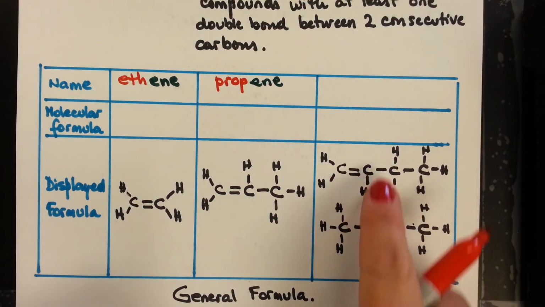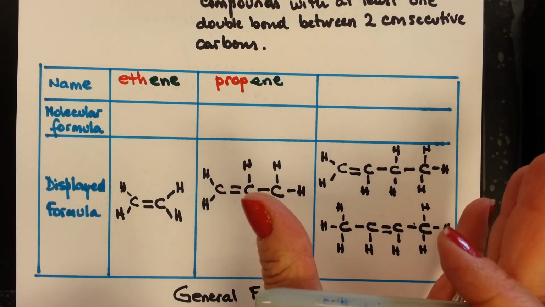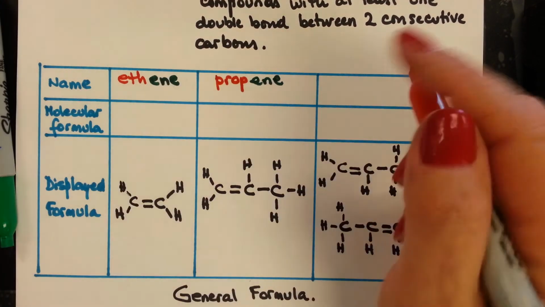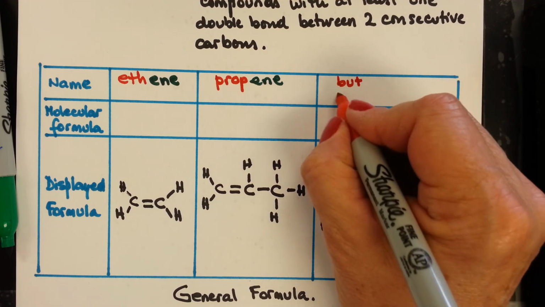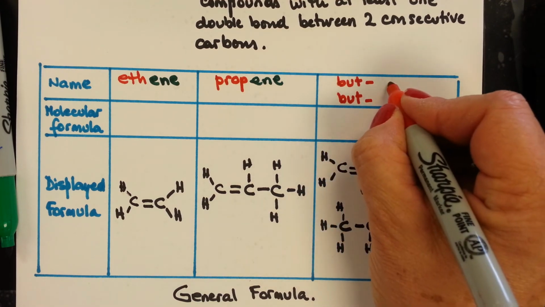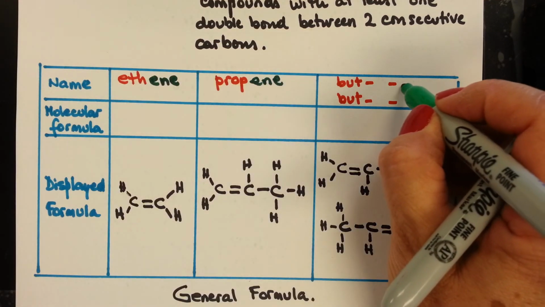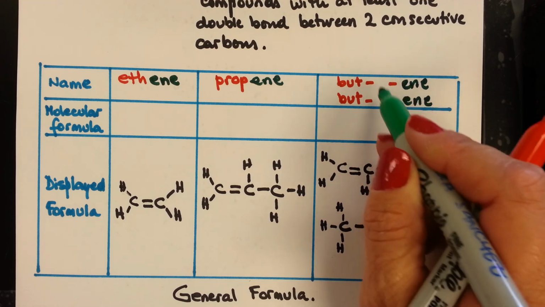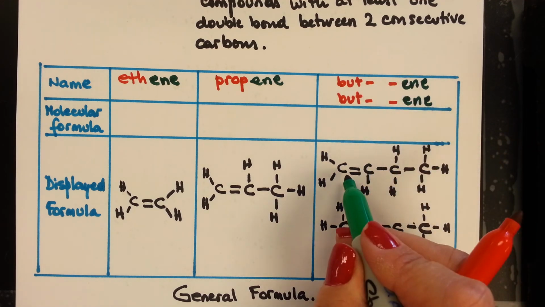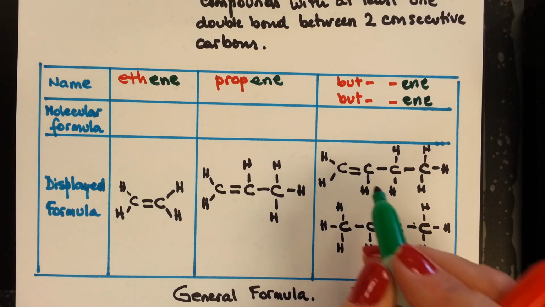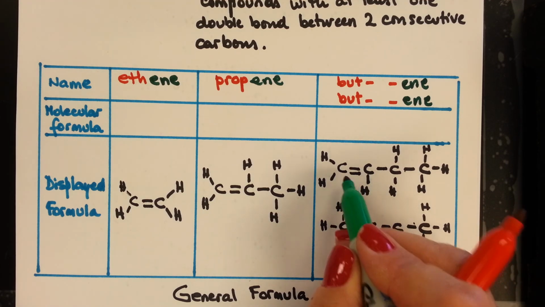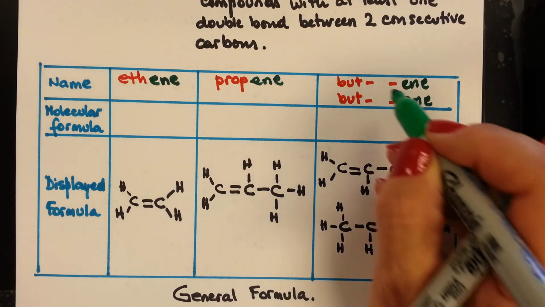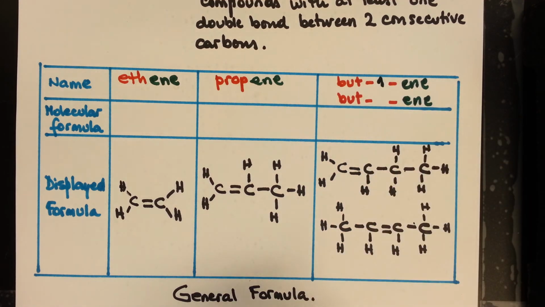But in this particular case, we have two, so we are going to separate the prefix and the suffix. So it's going to be but, dash, and then ene. And this is going to have in the center a number, which is the smallest number that I can put that contains the carbon with the double bond. In this case, we said we begin counting from here, the double bond is between 1 and 2. 1 is the smallest number, so this is going to be but-1-ene.